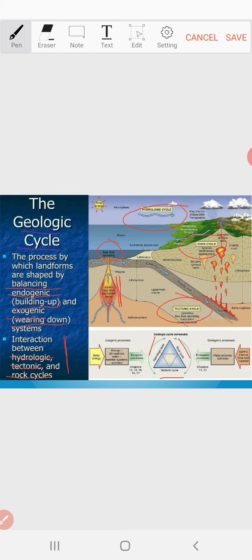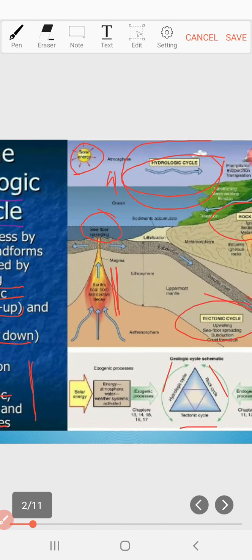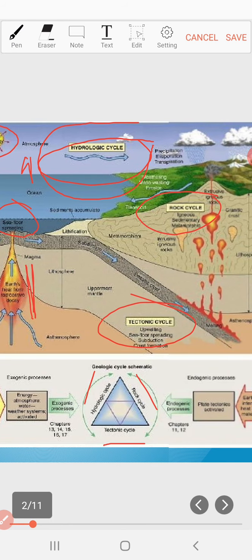Now after the development of the oceans and the seas, what is the result? Due to solar energy and the high rate of evaporation, and by the process of condensation, we are able to create this entire hydrological cycle. Now when this hydrological cycle is there, we get the next, that is the rock cycle.